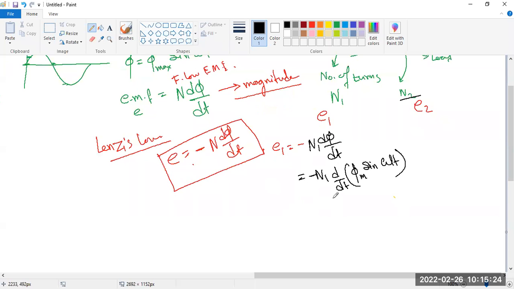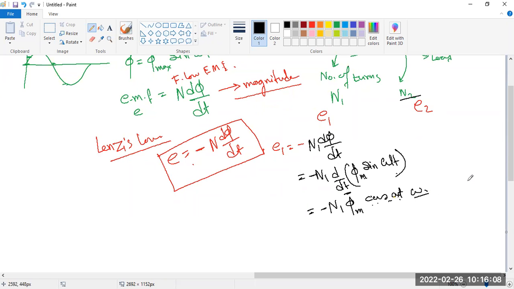Here we can also write, if we take the derivative, then what we get is minus n1, phi is constant, so phi max, and the derivative of sine omega t is cos omega t times omega, because t is here. So sine omega t gives cos omega t, and we get this omega. Up to this we get this.